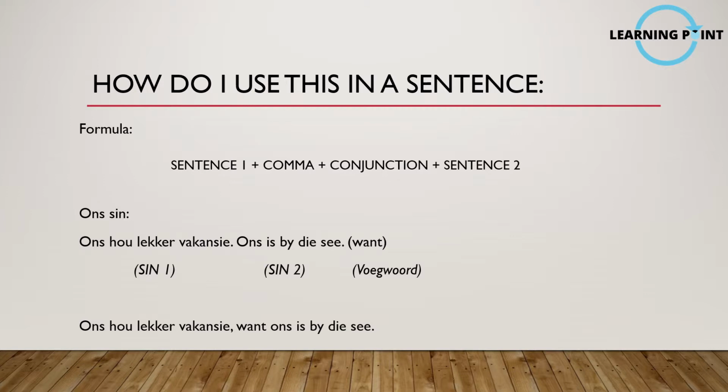So according to my formula, I write down sentence 1, ons hou lekker vakansie, then I have my comma, then I add my conjunction, which in this case is want, and then I write down sentence 2, because my rules say in group 1, the sentences stay the same. So then the sentence would read, ons hou lekker vakansie, want ons is by die see. We are enjoying a holiday because we are at the sea. So group 1 is the easy group, where I just add a comma and my two sentences are just joined together.